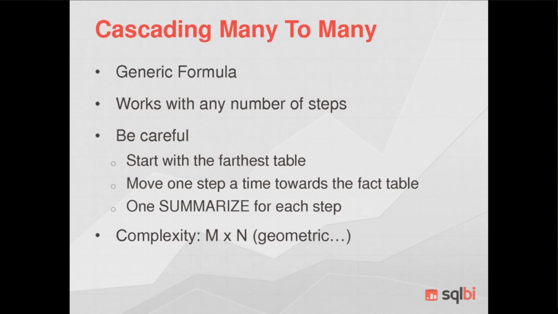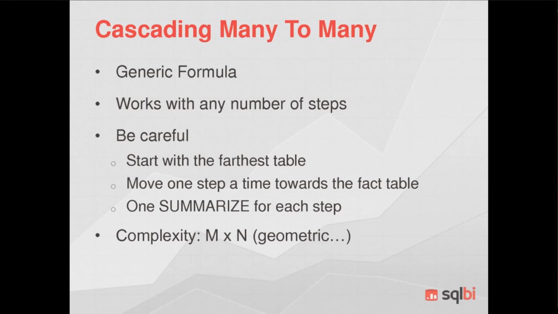Cascading many-to-many is a generic formula. You can have as many steps as you want. So you can have 3, 4, 5, 10 different steps of many-to-many relationship, and the formula will still work. You only need to be careful of starting with the table which is farthest from the fact table, and then one jump after the other, traverse the many-to-many relationship until you reach the fact table. One SUMMARIZE for each step, but beware of complexity.